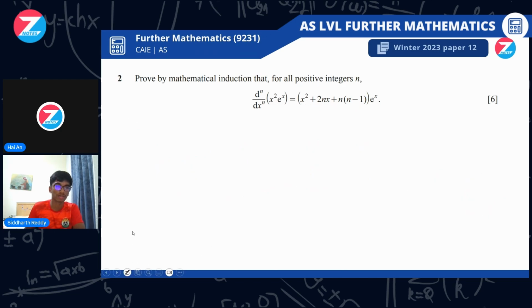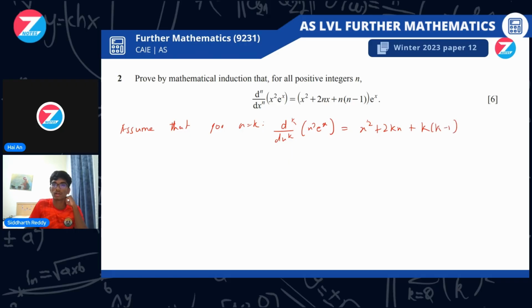Let's move to the next part, where now we have to assume that for n is equal to k, d^k/dx^k of x squared e to the x is equal to x squared plus 2kx plus k(k minus 1) times e to the x. So this is what we have to assume as true. Now, you don't have to write the "let's" in an exam. Just check for n is equal to k plus 1.